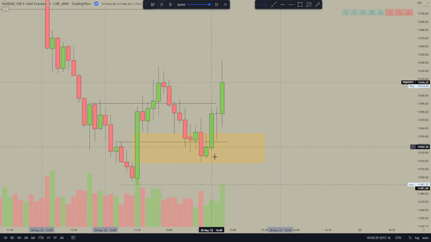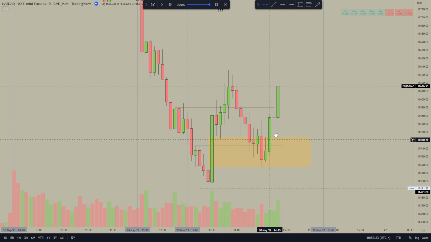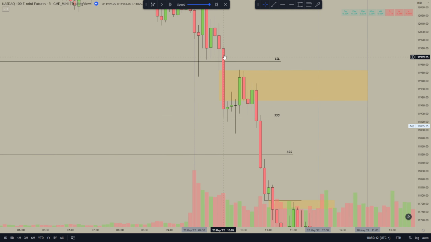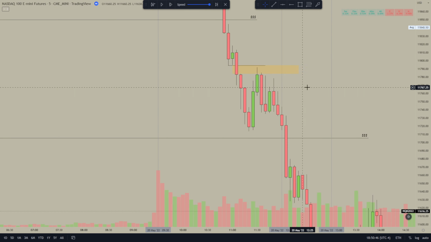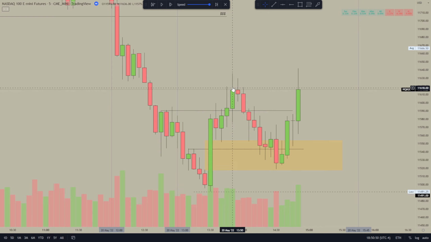And fill the imbalance completely, right? And then we make a move right out of it. This is the exact same scenario that we witnessed earlier in the AM, where we broke structure, create the gap, fill the gap, back down, right? Same exact thing happens here. Break structure, create the gap, fill the gap, and make the move back up, right?